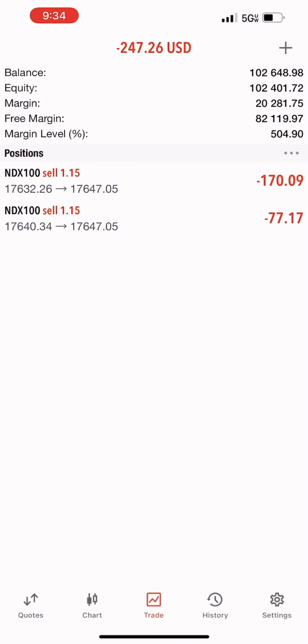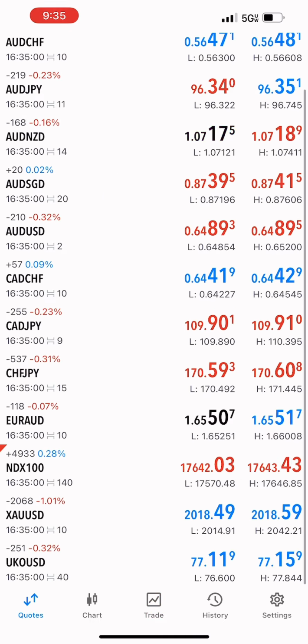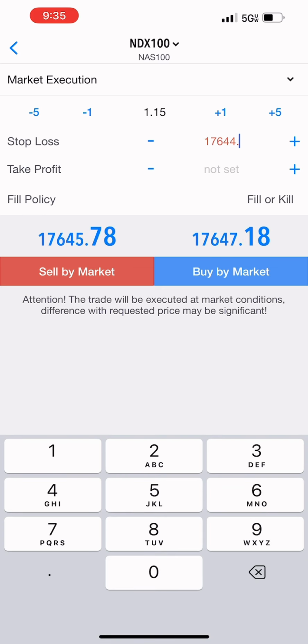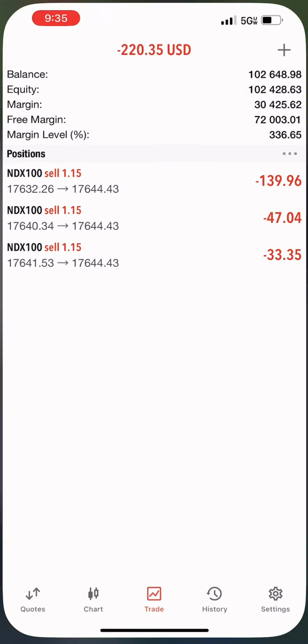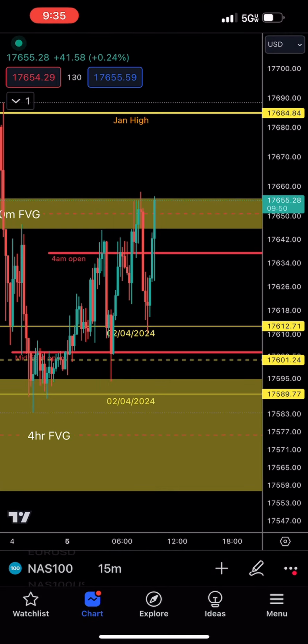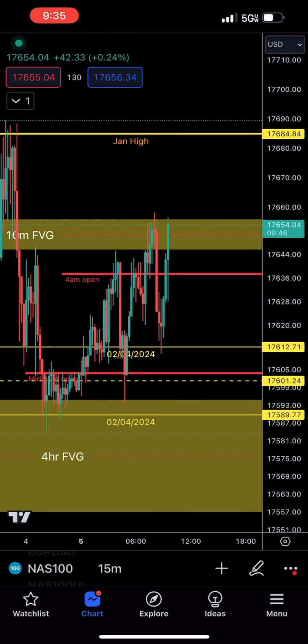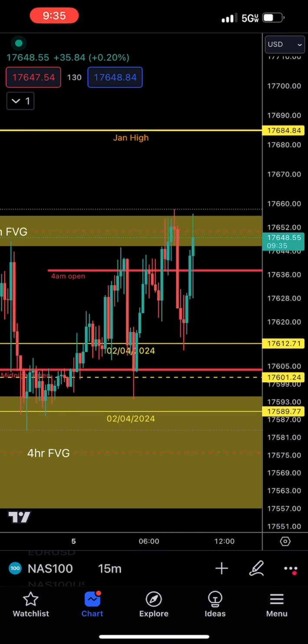Look at how high price went into that fair value gap on a 10-minute, and I'm not worried. The only thing that's going to make me worry is if price closes above that 10-minute fair value gap. If price was to close above, then I would just immediately close the trade. So even though I'm risking about 50 points on each position, I can feel comfortable with these trades because I know what I'm looking for.